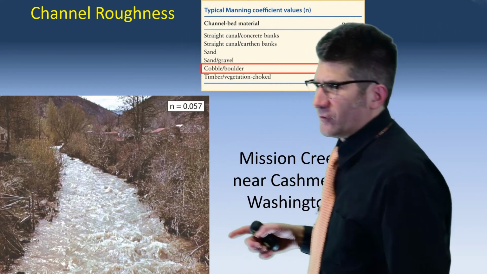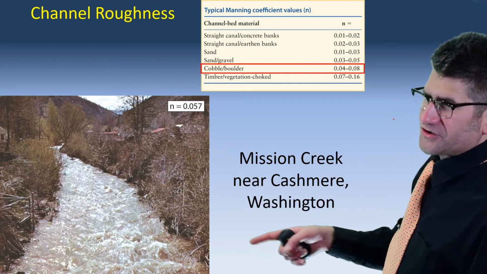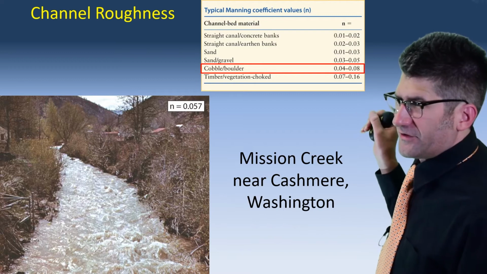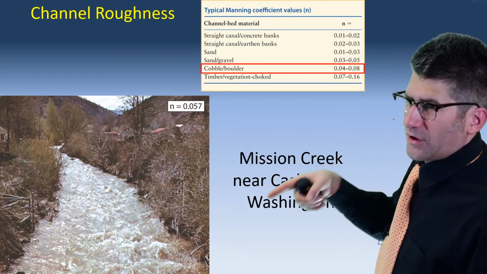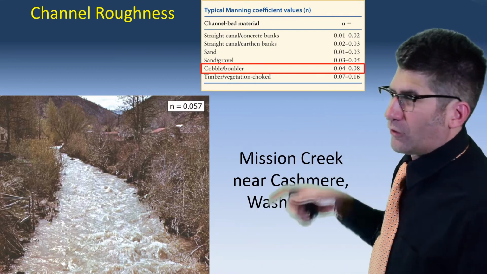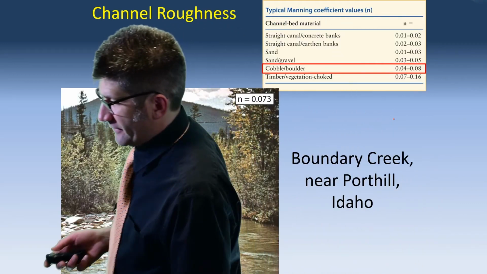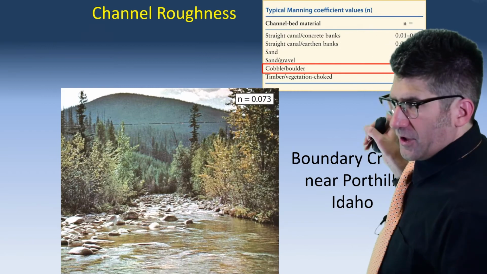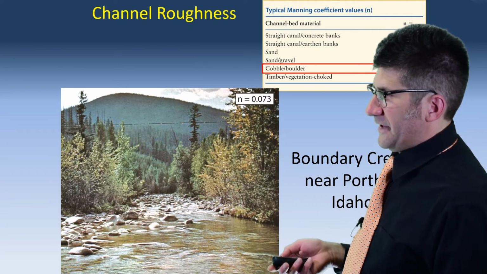Here would be an even rougher channel. This is in Washington. Look at this channel, lots of vegetation on the sides. This might have a Manning's roughness with a cobble boulder bed somewhere in 0.04 to 0.08. Here's another picture of some cobble boulders, 0.04 to 0.08 as well.